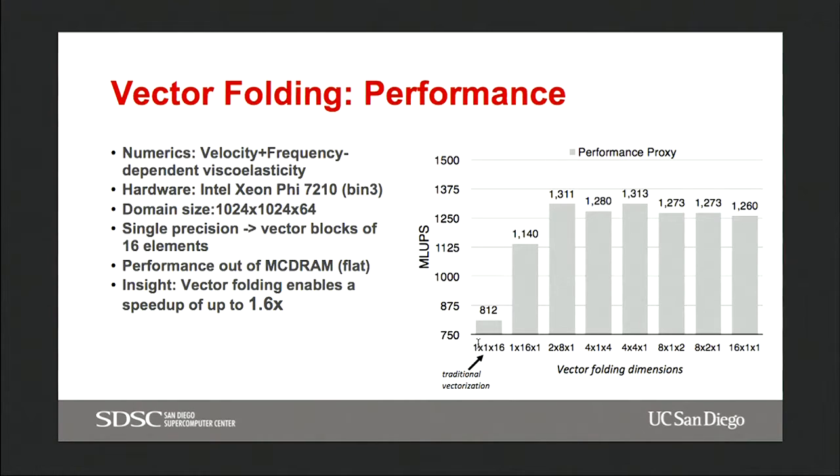So with no vector folding, you get about 812 M loops. And then you can see for various sizes of vector folding, you get different performances. The best performance is here by 4 by 4 by 1. And it's a performance increase of about 1.6. So it really does help.